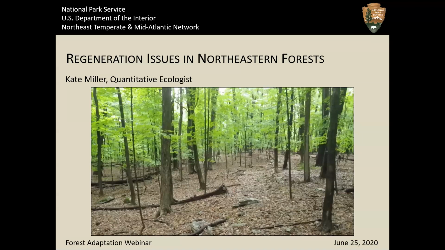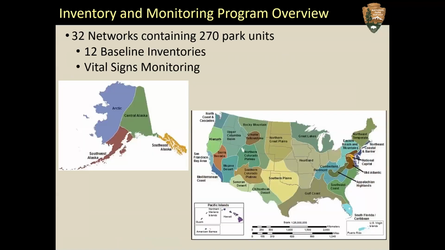I'm going to be talking about regeneration issues in the Northeast, as she said, and I work for the Inventory and Monitoring Program with the National Park Service. I lead the forest health monitoring for 3 networks, the Northeast Temperate Network, Northeast Coastal and Barrier, and the Mid-Atlantic networks for the I&M program, and that's 20 parks from Maine to Virginia. Our protocol was largely adapted from the Forest Service's Forest Inventory and Analysis program.